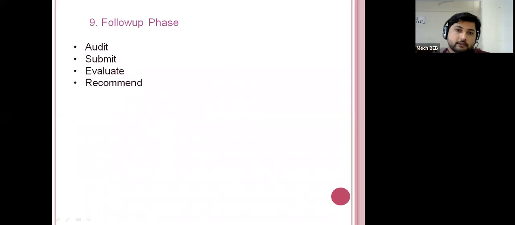Then the follow-up phase. Follow-up means auditing, submitting, evaluating, and recommending. Follow-up is related to the audit. Audit means checking whether it is happening or not, or whether it is happening according to the plan or not. Submit means whatever the analysis found through the audit will be submitted. Evaluation means checking whether any corrective steps are required related to the problem, and if any corrective steps are taken, that should be considered for further planning, and it will be recommended to the management.